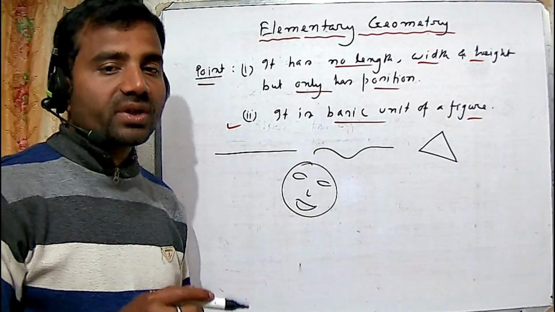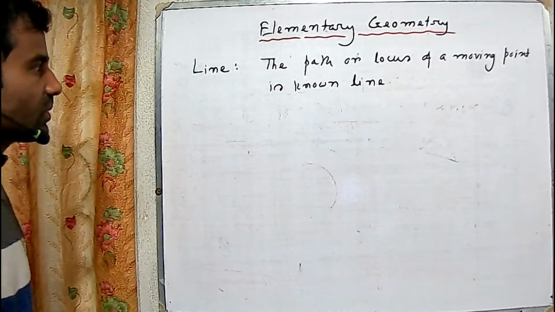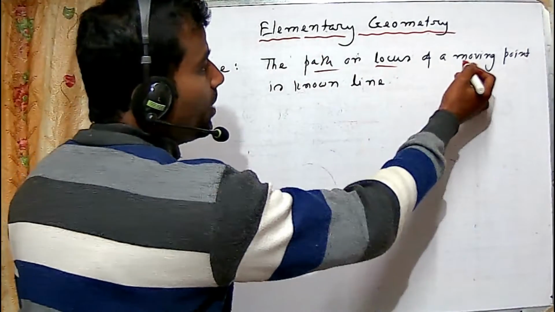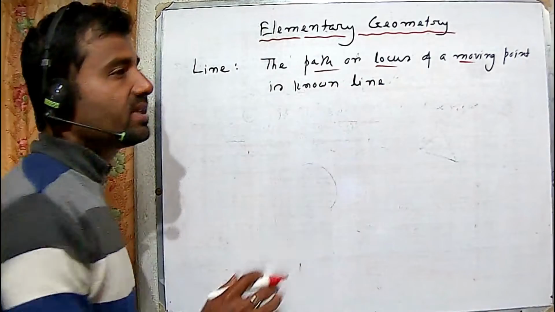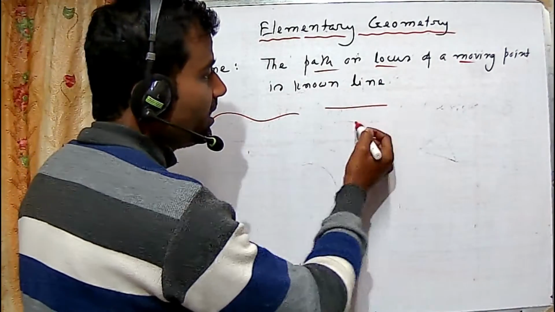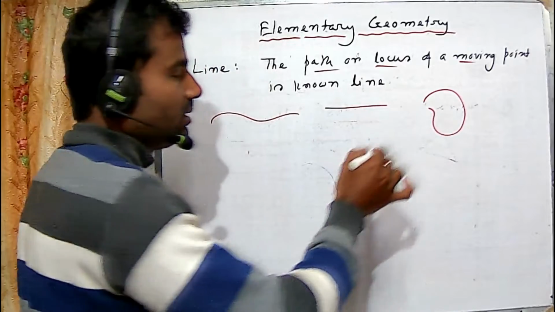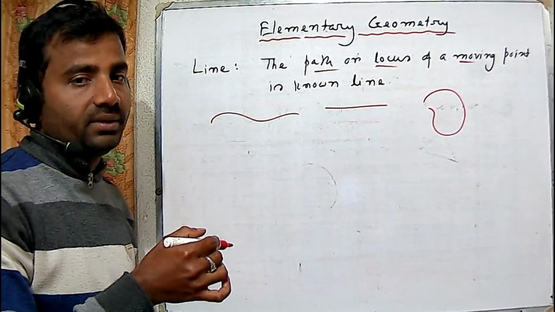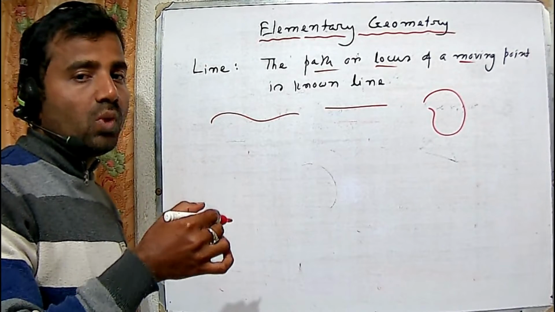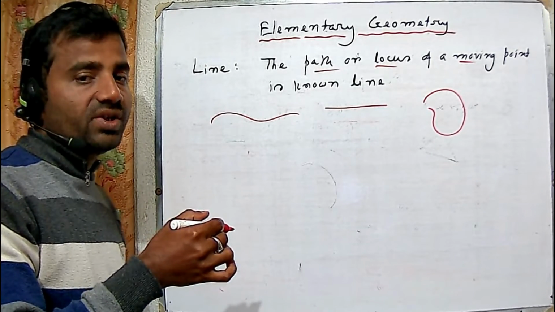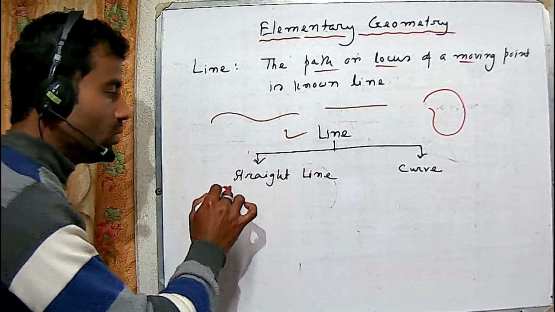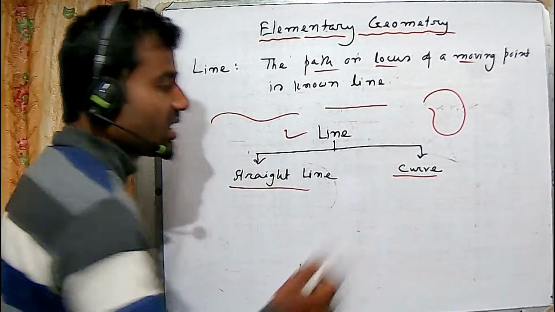Okay. Next I discuss line. Line: the path or locus of a moving point is known as a line. Example, this is a line, this is a line, this is a line, everything is a line. Lines are categorized into two: one is straight line and another is curve.